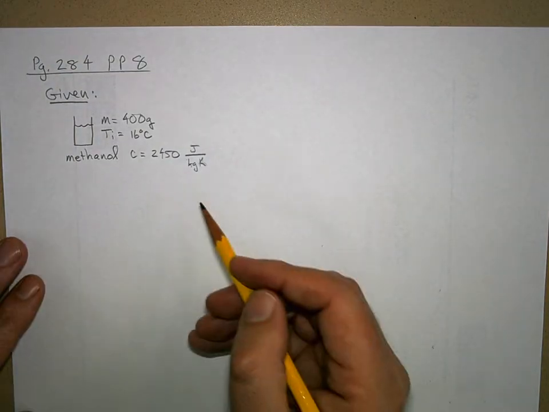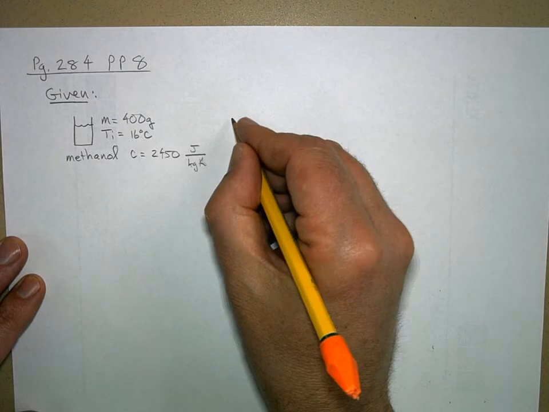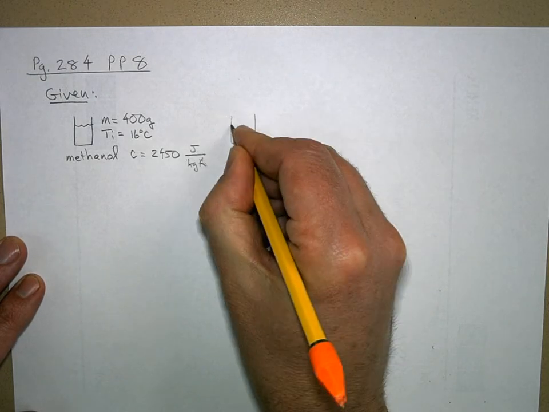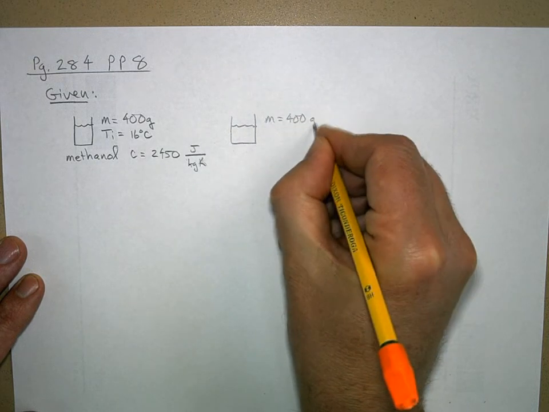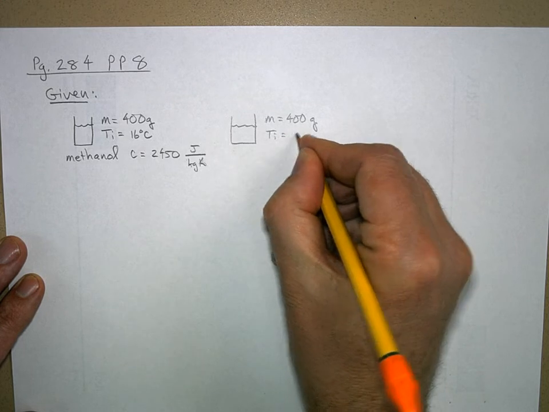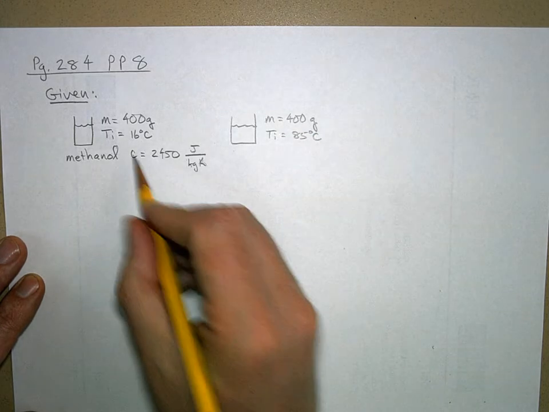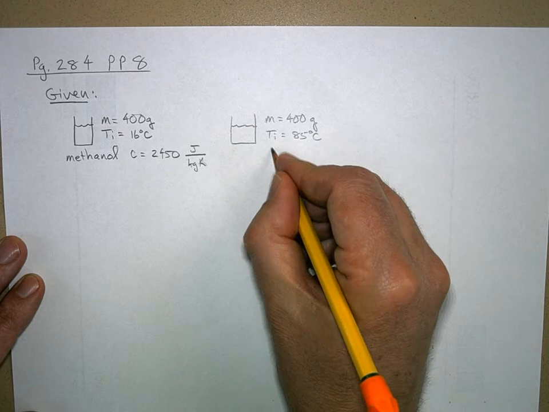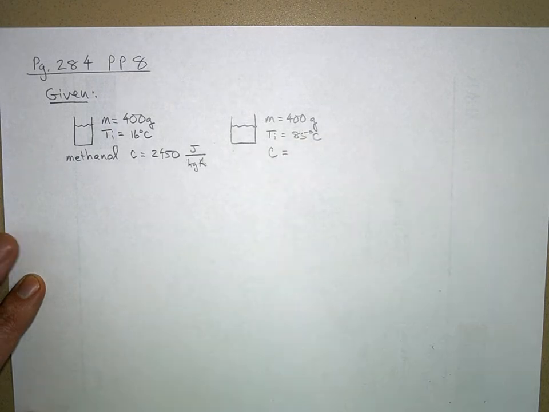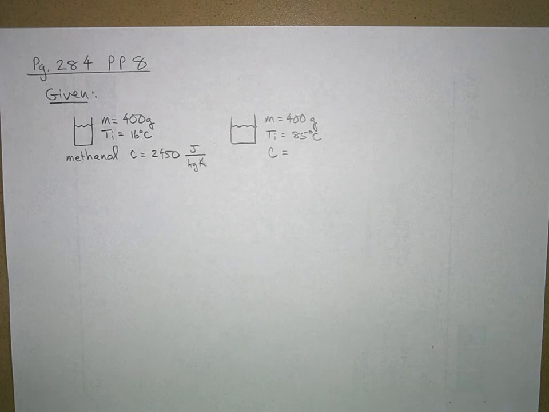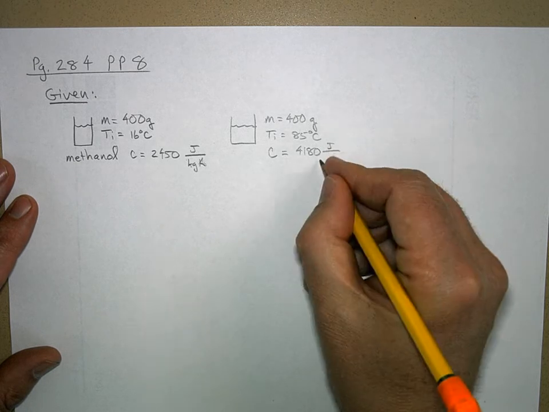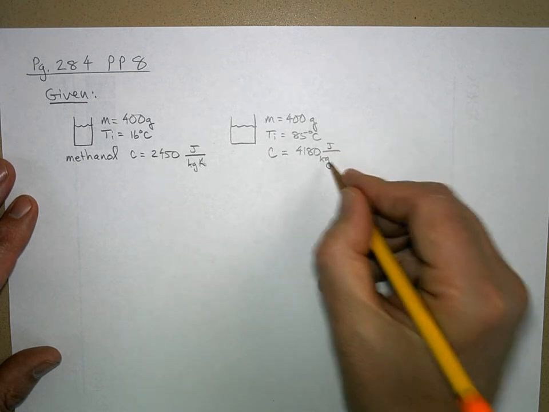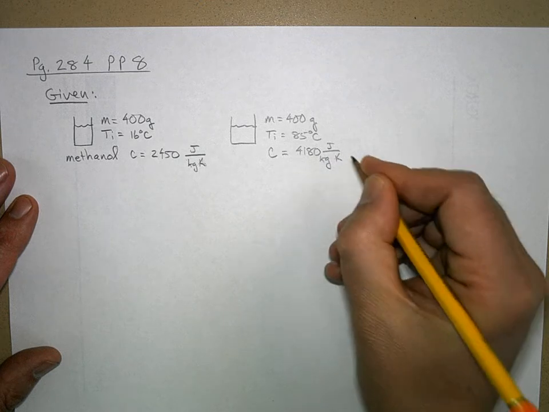And then we're going to pour that into, mix that with some water. And of course the mass of this water is also 400 grams. The initial temperature is 85 degrees Celsius. And the specific heat of water is 4,180 joules of energy required to warm a kilogram of water by 1 Kelvin.